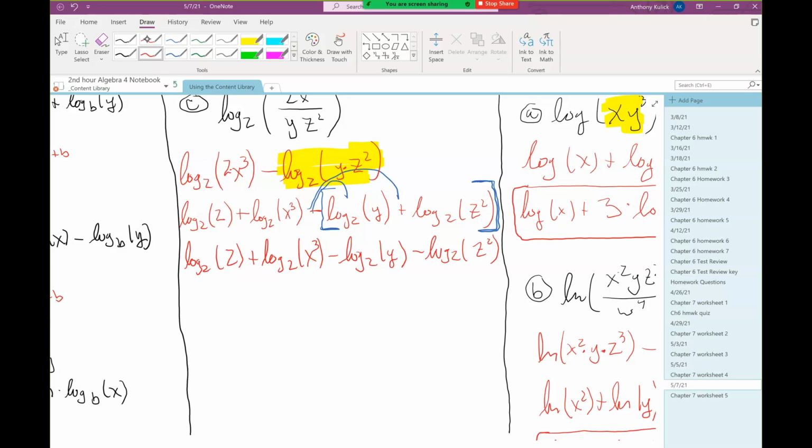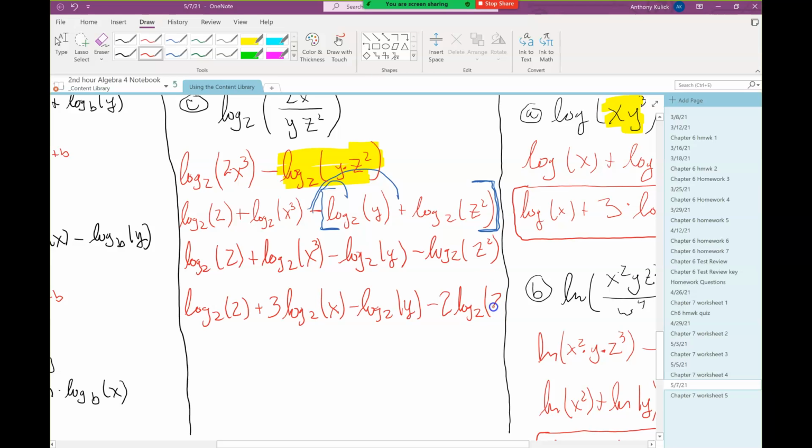Power property is next. Good. How many power properties do you see? 2. One on the x cubed and one on the z squared. Everything else is going to stay the same, though, right? Yes. Okay. So those exponents just become coefficients. I'll write that down real quick. So that gives us this.